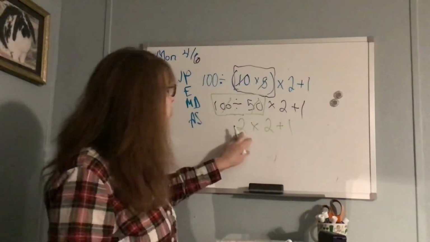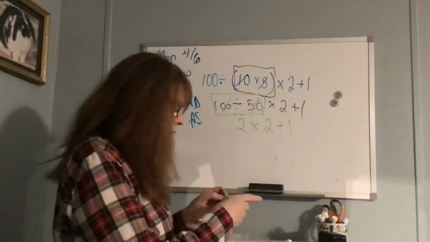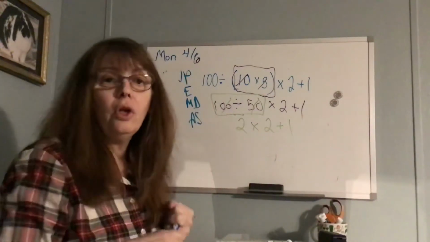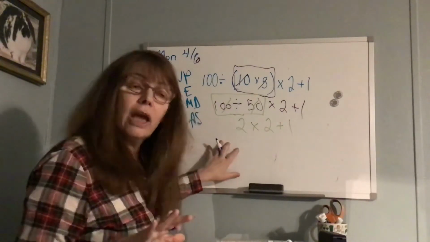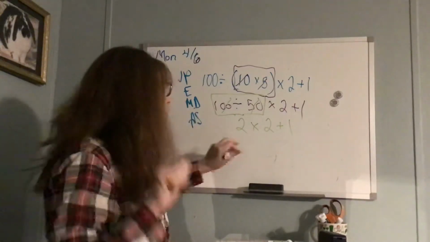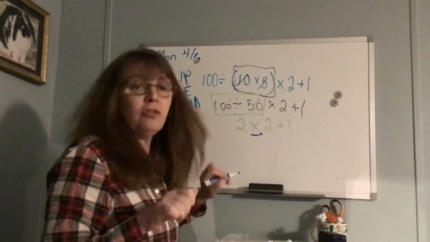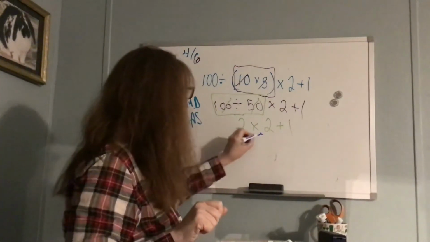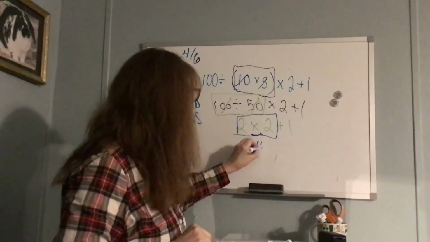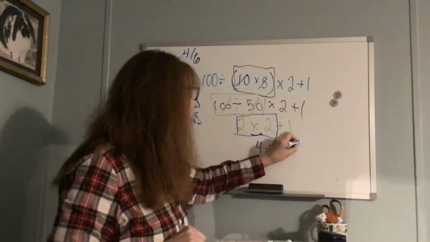Okay. So now we've got a new color. Let's use a new color. And we're going to start over again at the beginning and look for parentheses, nope, multiplication or division. There's my multiplication sign. Remember, I've got a number on either side, put a box around it. 2 times 2 is 4, plus 1 equals 5.